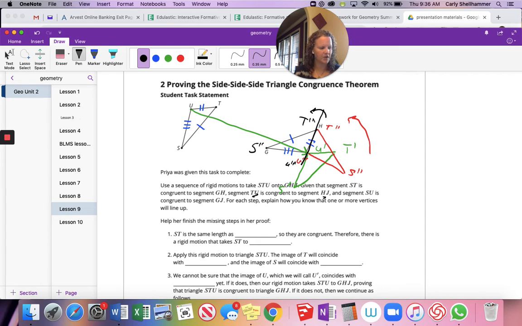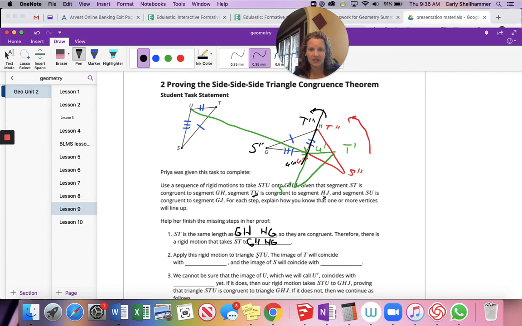Well, I hope I get them right. ST is the same length as GH. You could also say HG, it doesn't matter. So they're congruent. Therefore, there's a rigid motion that takes ST to GH. Apply this rigid motion to triangle STU.